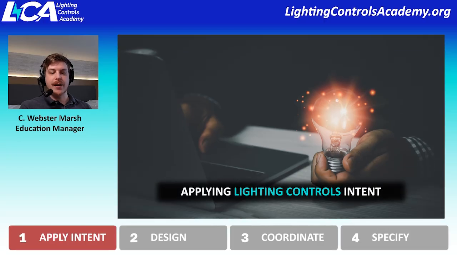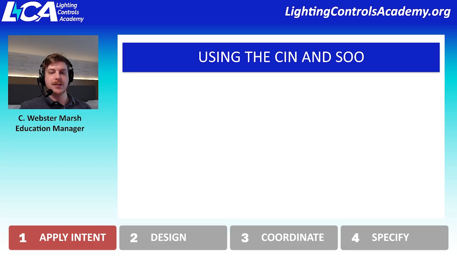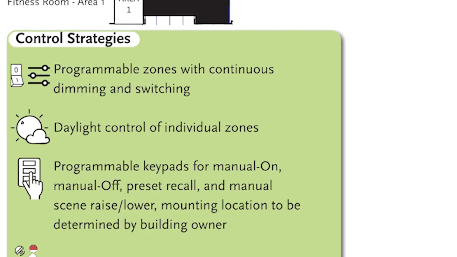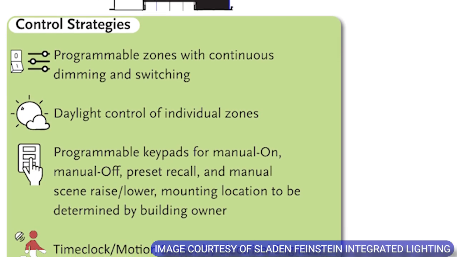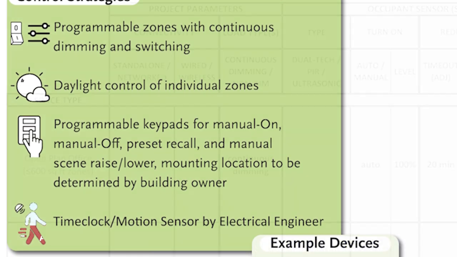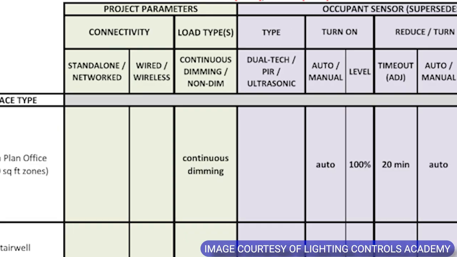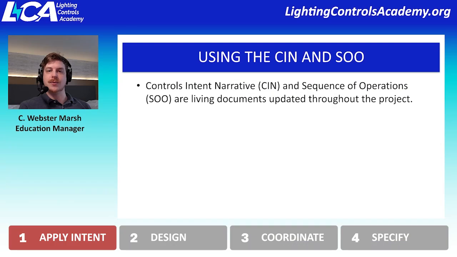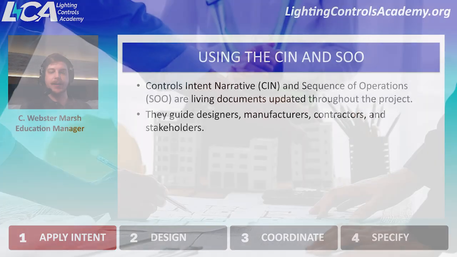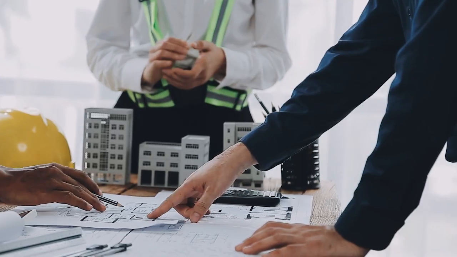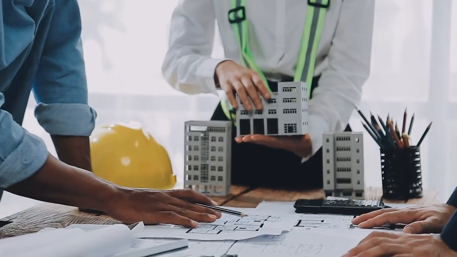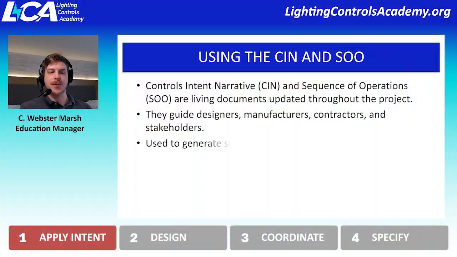So first, how do we apply lighting controls intent? Using the control intent narrative and sequence of operations. These are living documents, which means that they are going to be updated throughout the life of the project and may even be updated during construction administration, but for the most part you want these documents to be completed by the time that you are issuing these documents. They will guide the designers, the manufacturers, the contractors, and stakeholders and give them some information about the system and how it's expected to perform and any additional information that might be required.